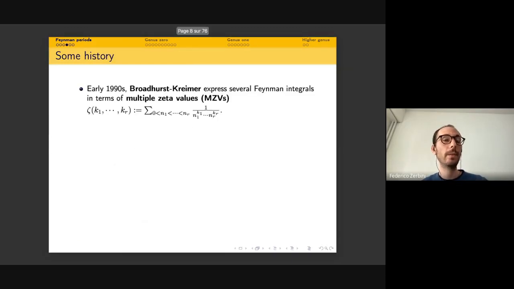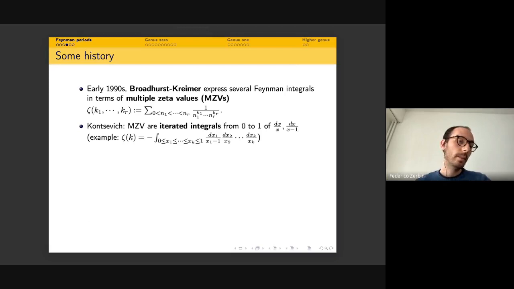Okay, so let me give you a little bit of history of this interaction between mathematicians and physicists on the subject of Feynman integrals. So in the early 90s, two physicists, Broadhurst and Kreimer, did some extensive computations of Feynman integrals in terms of multiple zeta values, which are these very famous numbers, which I give here as nested sums. So these k_i are positive integers. And of course, if r is equal to 1, these are just special values of the Riemann zeta function. So the name comes from there.